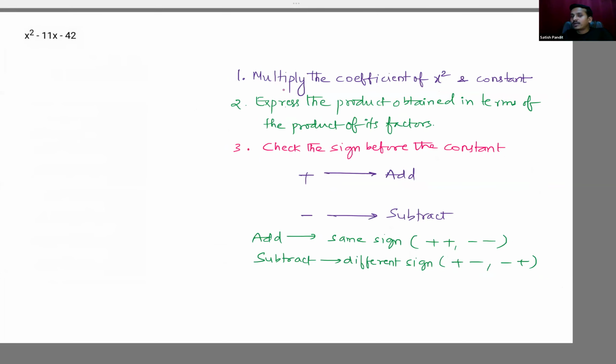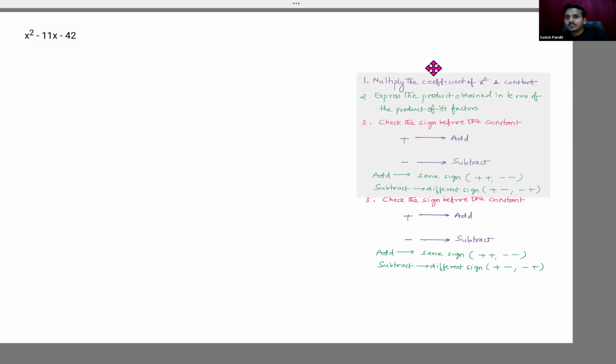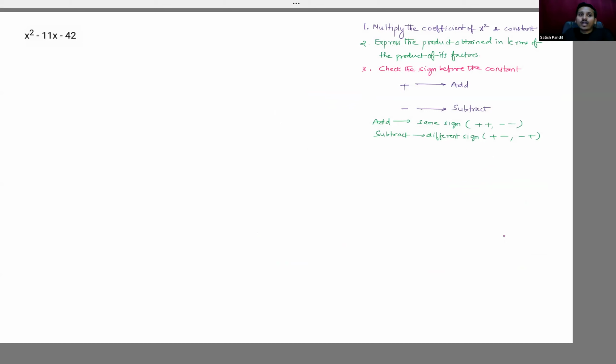What is the first step? Multiply the coefficient of x square and the constant. Maybe I'll decrease this a bit. It is actually very big. You know the steps anyway. So the coefficient of x square is 1 and then 42. You'll get 42, right? Then how will you express this? 1 into 42, 2 into 21, 3 into 14, 4 no, 5 no, 6 into 7, and 7 into 6. Clear?